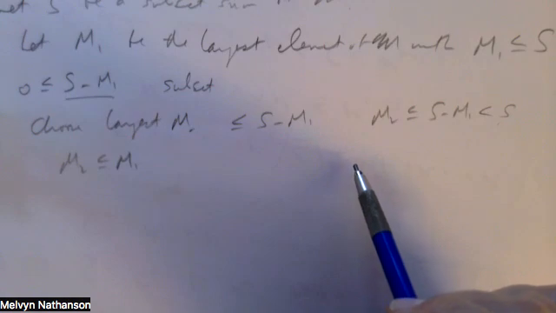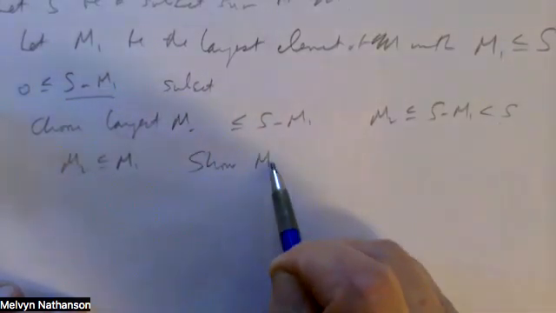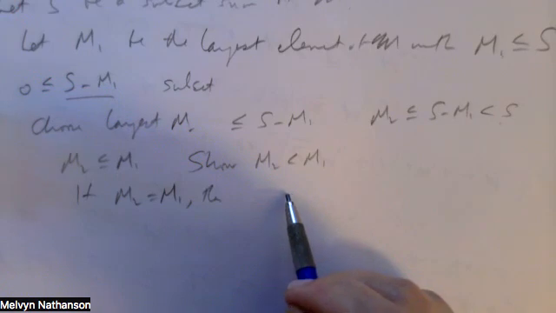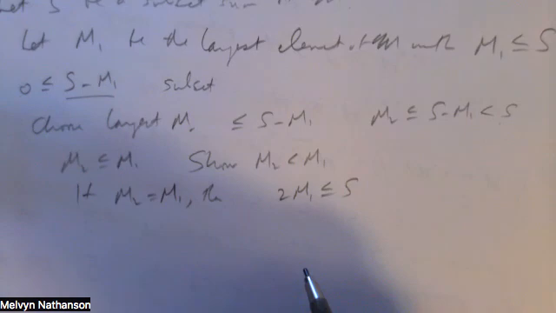And I want to show that M2 is strictly less than M1. But if M2 were equal to M1, then 2M1 would be less than or equal to S.